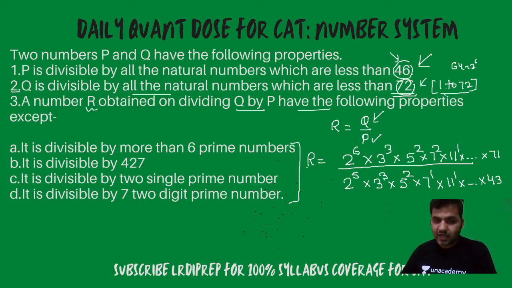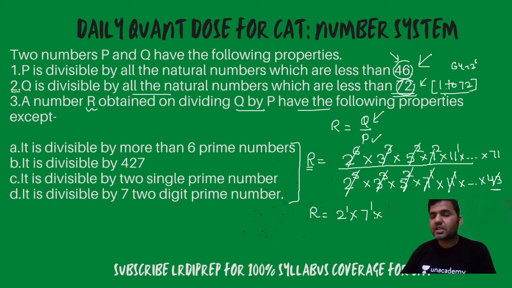Now when I obtain the number R on dividing Q by P, you see that the power of 2 in R that I'll be getting would be 1. Power of 3 that I'll be getting would be 0. All powers of 3 will get cancelled, powers of 5 will get cancelled, but the power of 7 would be 1. Rest of all the prime numbers will get cancelled except all the prime numbers after 43 and till 71. So up to 43, all prime numbers will get cancelled.